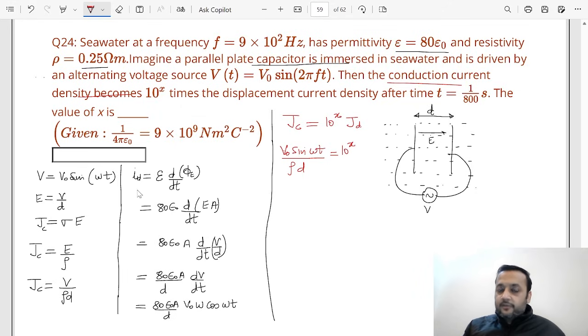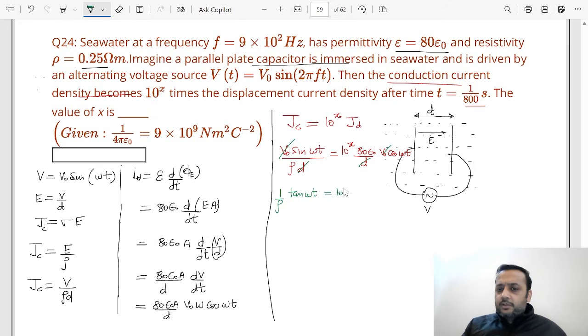And what is the value of J displacement? I displacement upon area. So that we will write 80 epsilon naught upon d into V naught cos omega t. Now this value we have to calculate at time 1 by 800 seconds. So look, this V naught will get cancelled, d will also get cancelled. So we are left with 1 by rho, sin omega t upon cos omega t will become tan omega t.